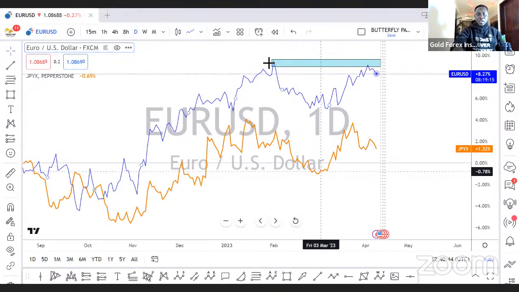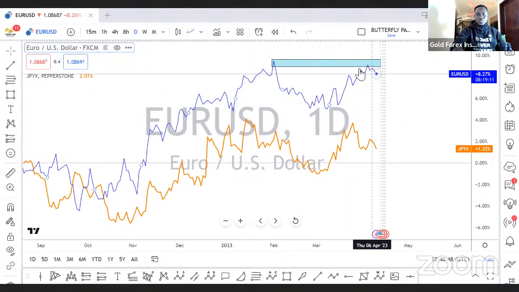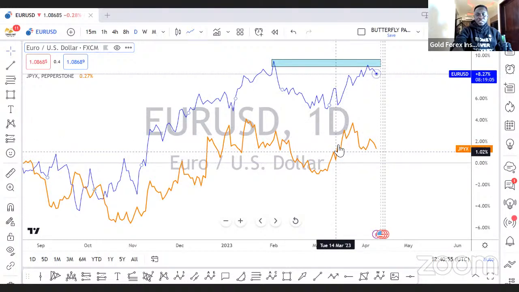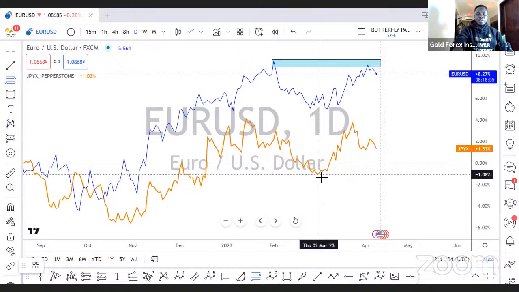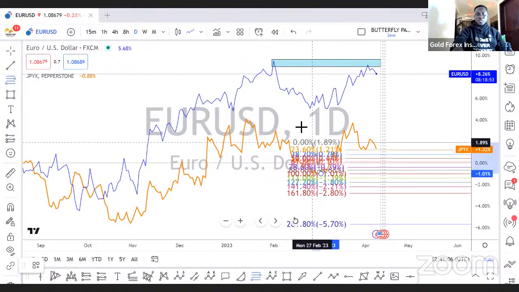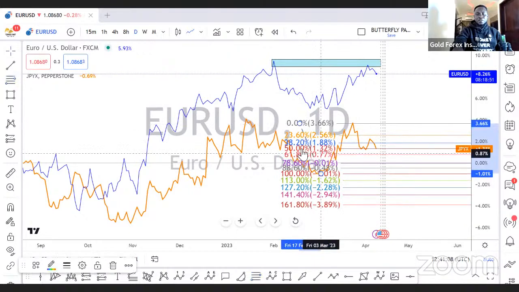When this one comes down, this one too comes down, it went back to hit the resistance zone. This one went to hit the resistance zone. But check what is happening over here. These are the internal structures. You can see that the yen has broken this internal structure over here, and it has even come to a fib level, around the 50 fib.